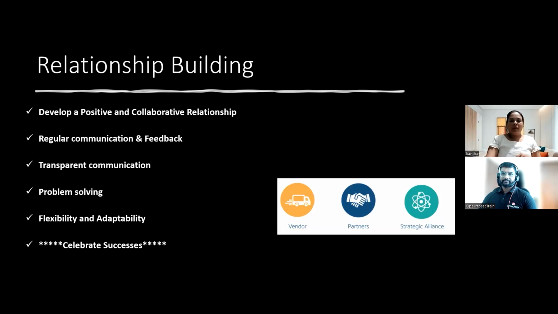And moving to the next part, which is relationship building, right? Develop a positive and collaborative relationship with the vendor. As I told you initially, there is a vendor team sitting in-house who are supporting our project, and they are ensuring that the project will meet the deadline and go live on the specific date. They are putting in a lot of effort, right? Though he's a vendor, he's part of the team helping our project work, so you need to have a good, positive relationship with them.